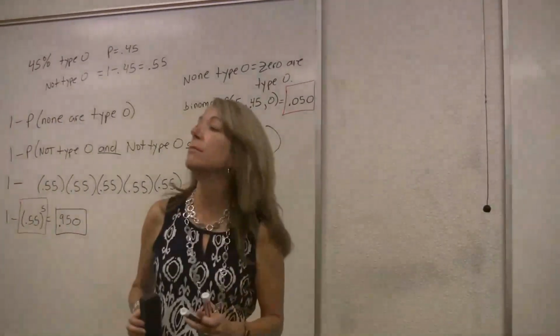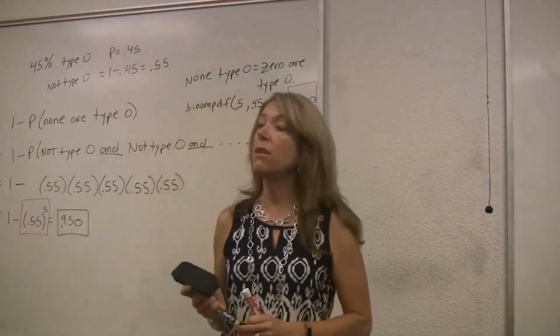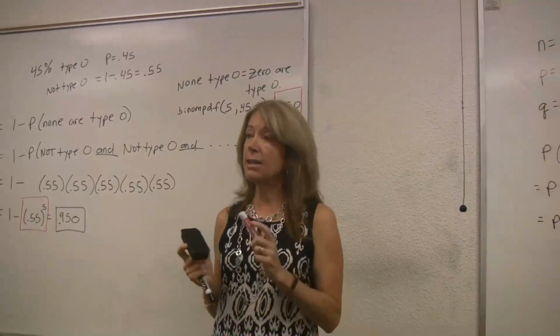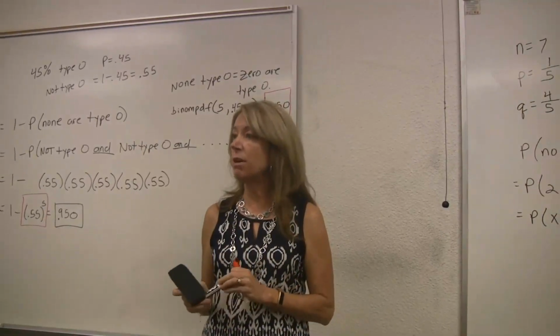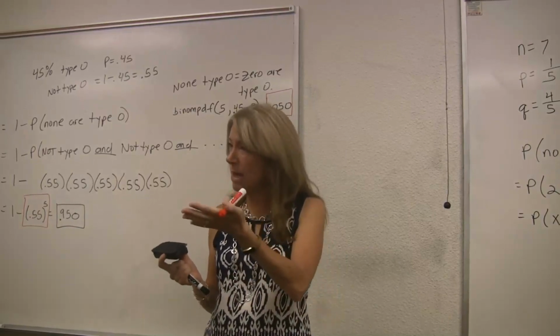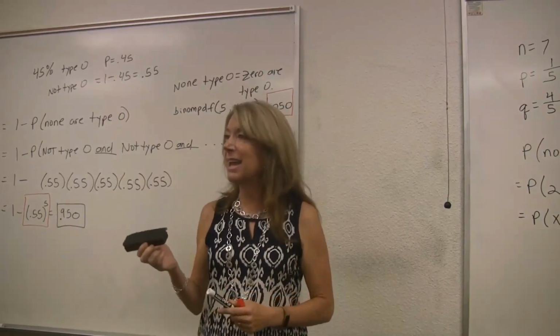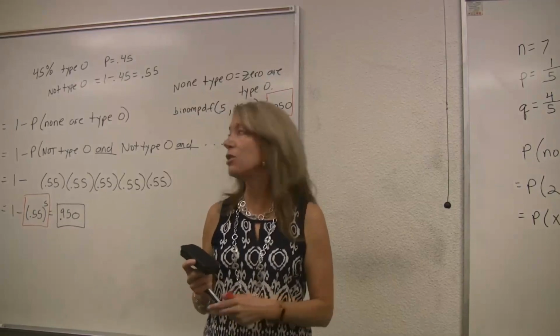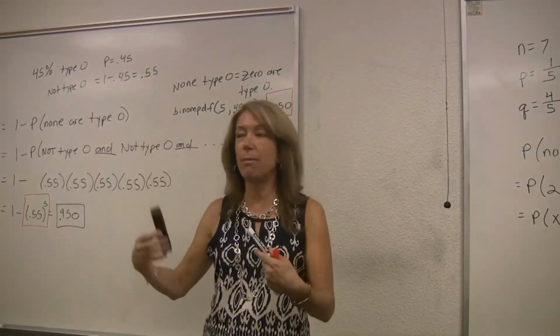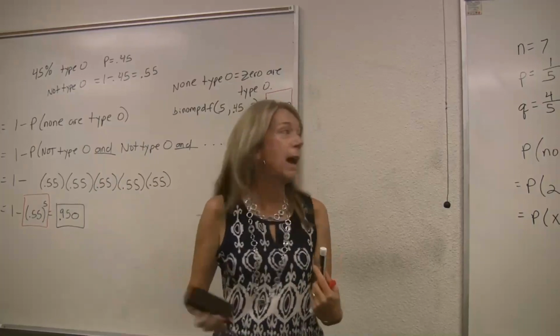I'm sorry, say that again? Isn't X 5? That would be if the question, so his question was, isn't X equal to 5? X would equal 5 if I said, what's the probability that all 5 of them are type O? I'd be giving you an X number. N, yeah, N is the 5, but X could be that 0 of them are type O, or 3 of them are type O, but there's no question here, so there is no X.